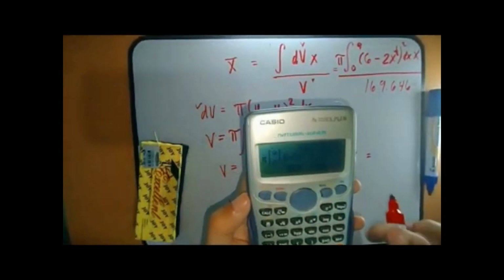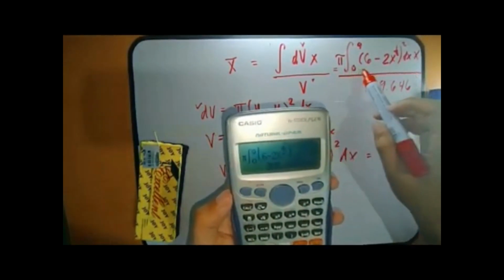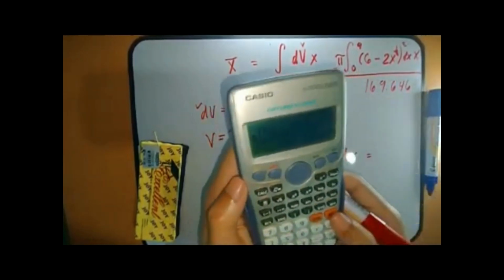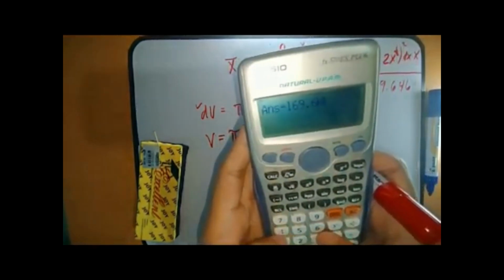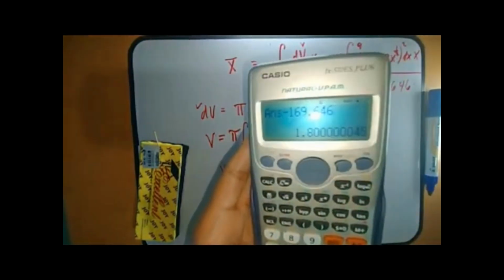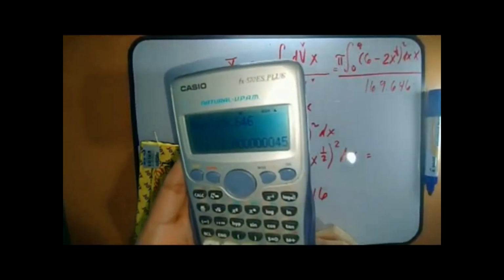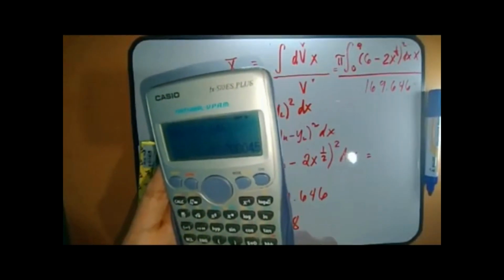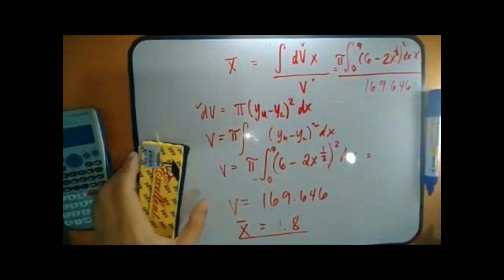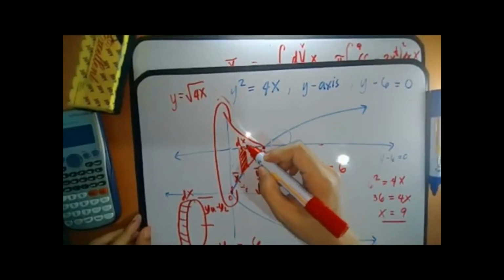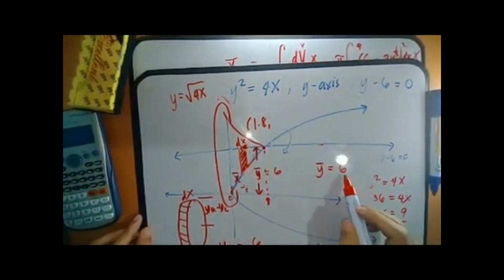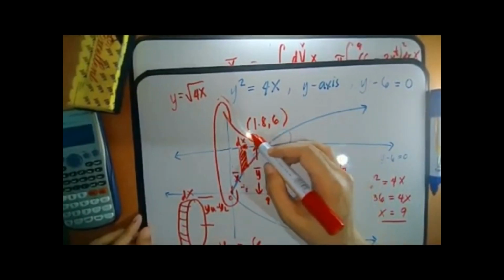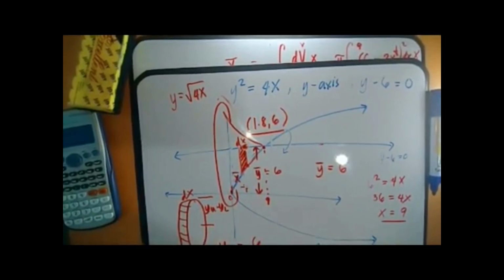So, ito na yung integral ng itong expression. Now, i-divide natin siya sa 169.646. So, that will be 1.8. So, x bar is 1.8. So, balikan natin yung figure. So, this centroid here will be at 1.8 and you have here 6. So, this is our final answer. So, that is letter B, 1.8 and 6.